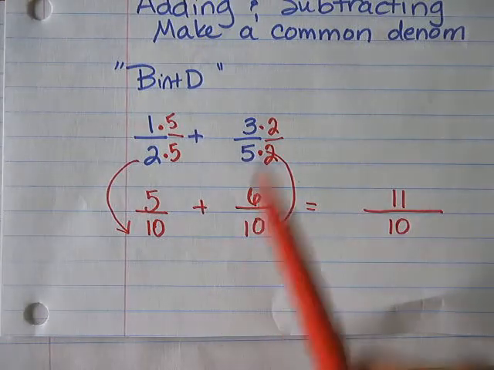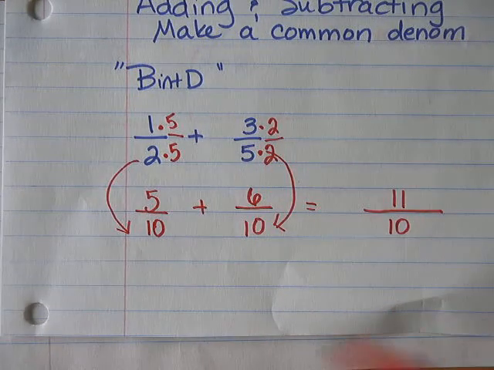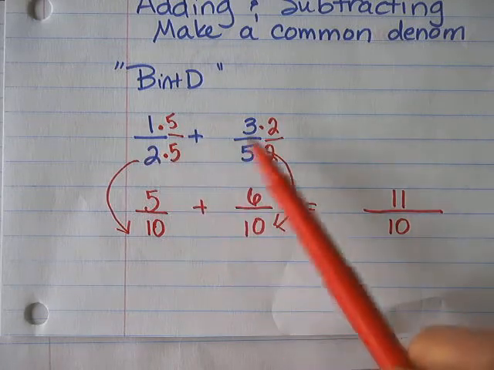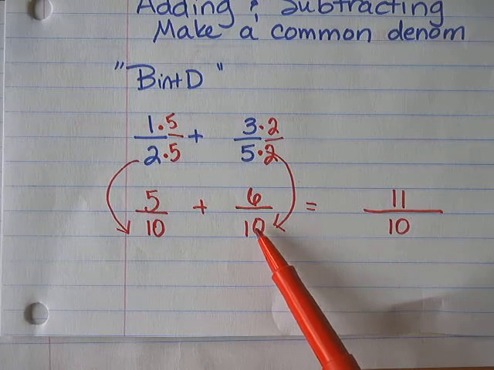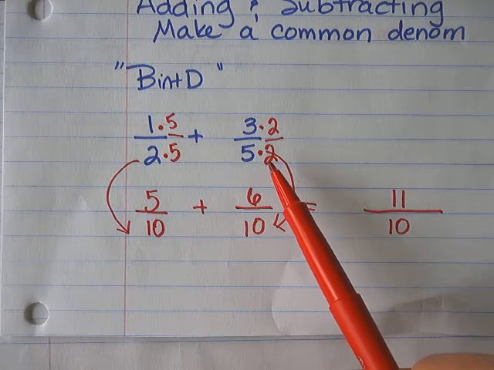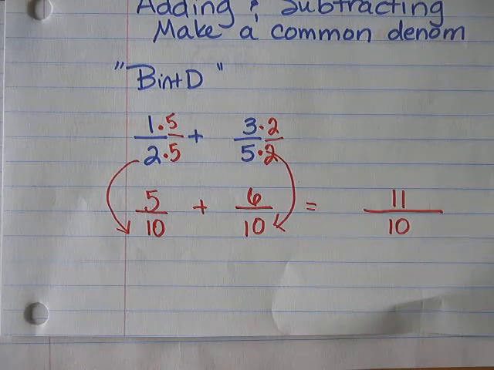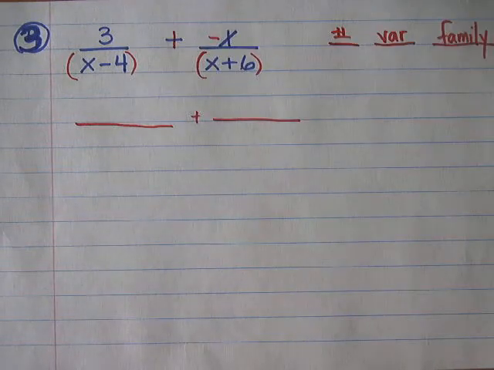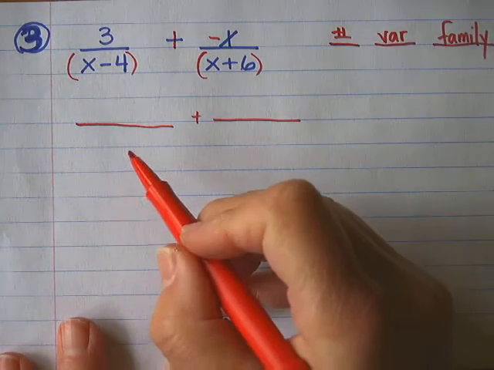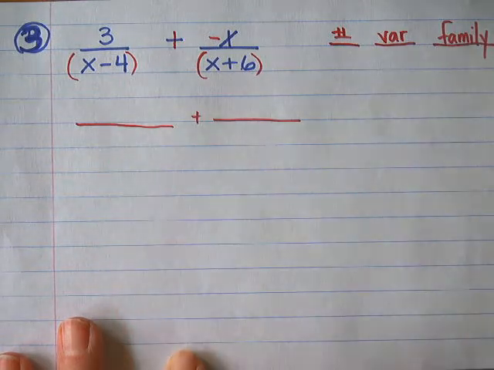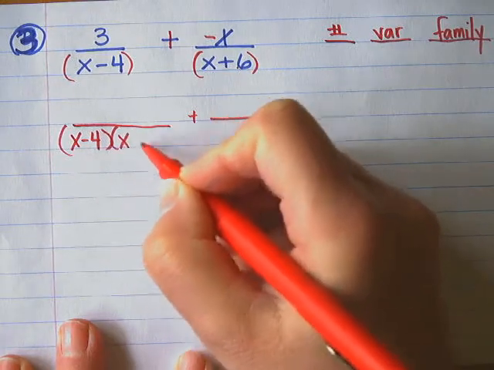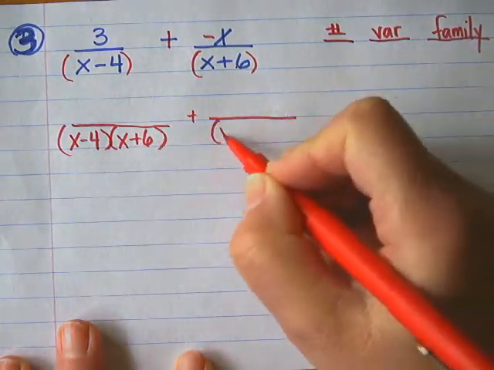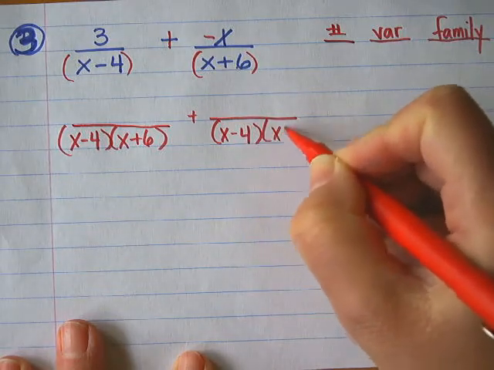Remember when we did that, we used the number parts, kind of the same kind of logic. You see that 2 times 5 gave me 10. So it works the same way with numbers as well. Now that will always find you a common denominator with numbers. It may not always find you the least common denominator, but it will always find you a common denominator. So that's the same logic here. The common denominator for both of these terms is x minus 4 times x plus 6. And this one is x minus 4 times x plus 6.